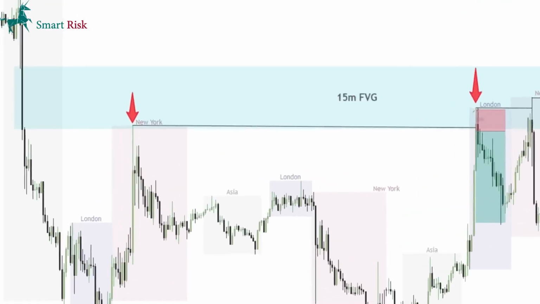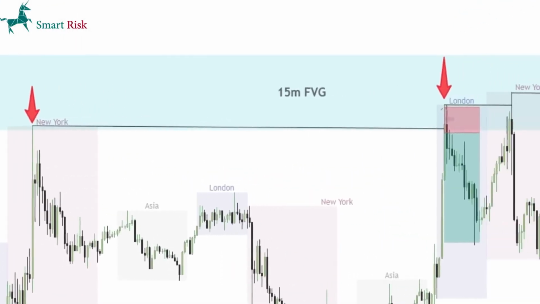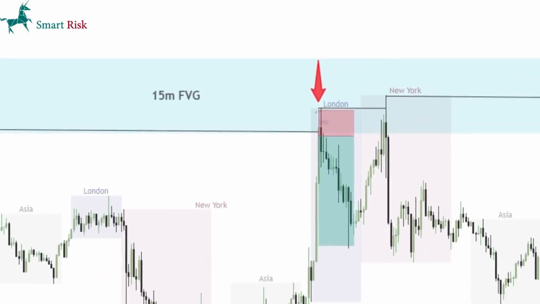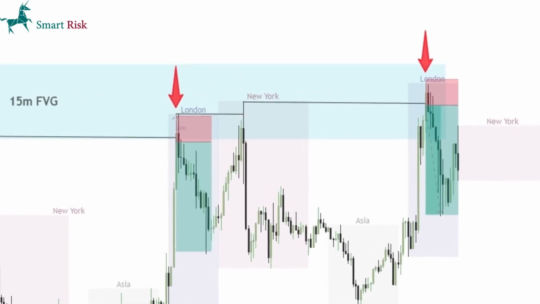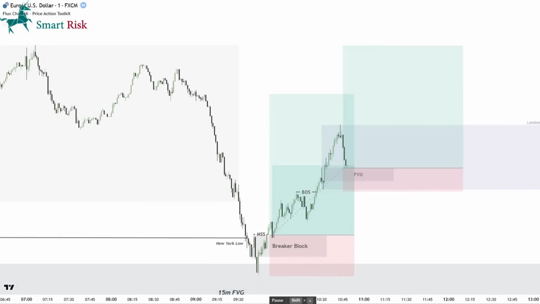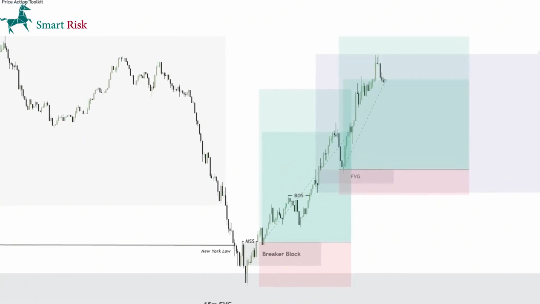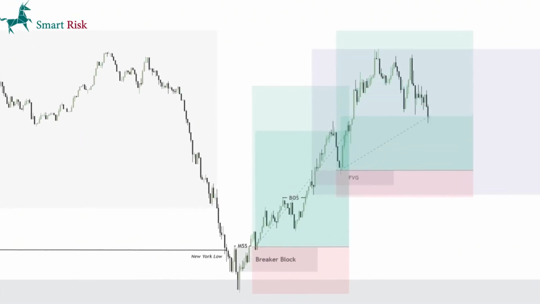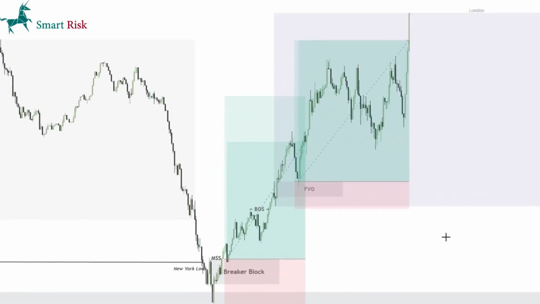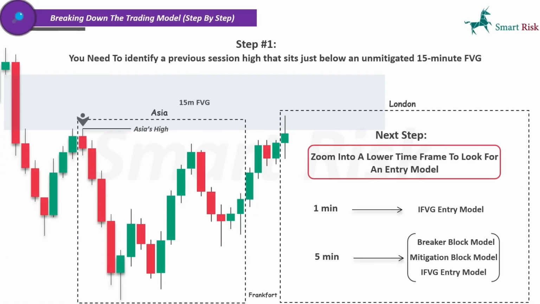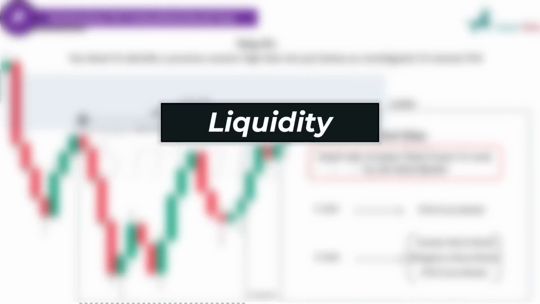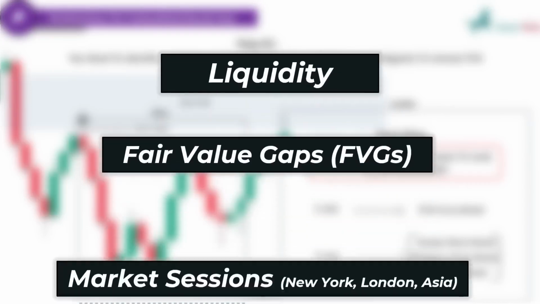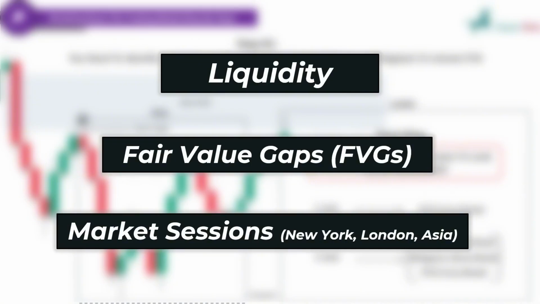In today's video, I'm going to break down one of the most powerful smart money concepts and ICT's trading strategy. A strategy that has the potential to skyrocket your win rate and help you consistently find A-plus setups. This is not just a random setup or some basic concept. It's an advanced trading model that combines liquidity, fair value gaps, and market session timing into one complete system.